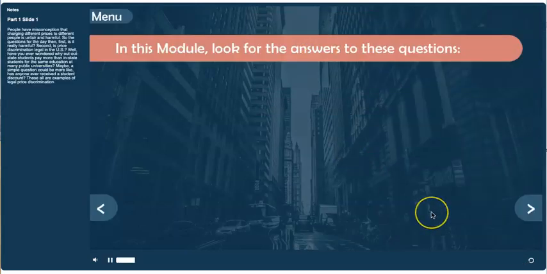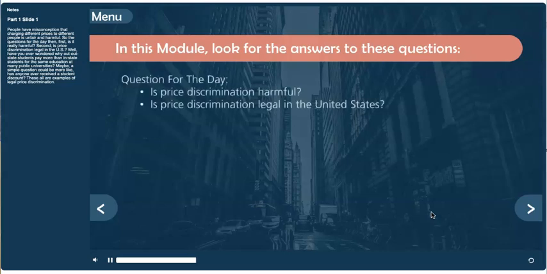People have a misconception that charging different prices to different people is unfair and harmful. So the questions for the day then: first, is it really harmful? And second, is price discrimination legal in the US?